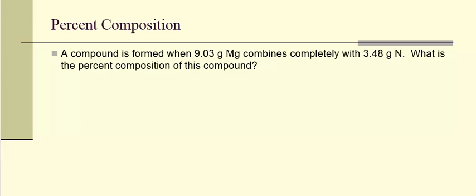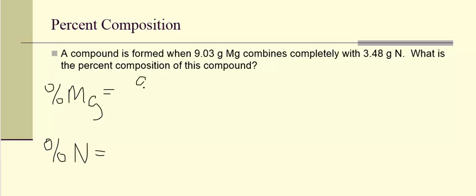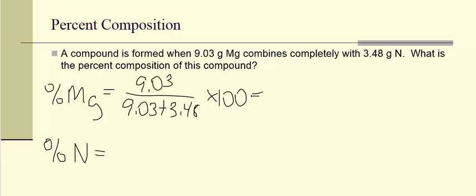A compound consists of magnesium and nitrogen. What is the percent composition? I want the percent magnesium and the percent nitrogen. For magnesium, I'm going to take the mass of magnesium, 9.03, divide by the total, which is 9.03 plus 3.48. So the percent magnesium by mass, 72.2.